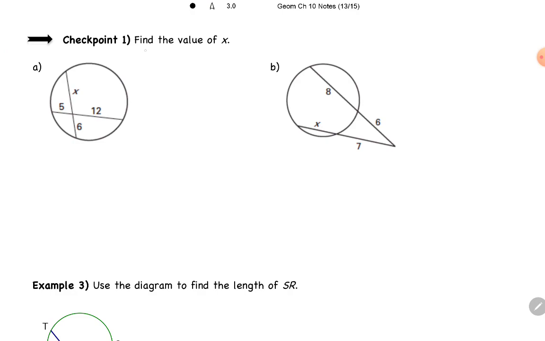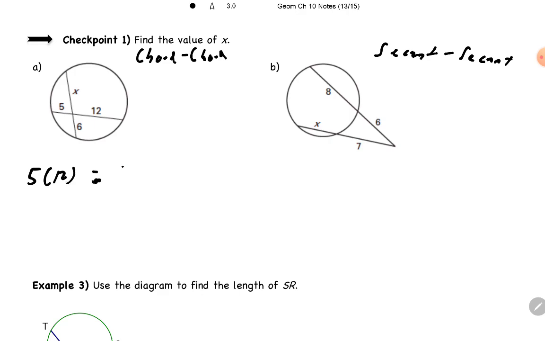So first up, determine whether it's a chord or a secant or a tangent secant. This one is a chord. This one is a secant. Chord means we just take the pieces, so 5 and 12, multiply them together and set them equal to each other, x times 6. So 60 equals 6x, so x equals 10.